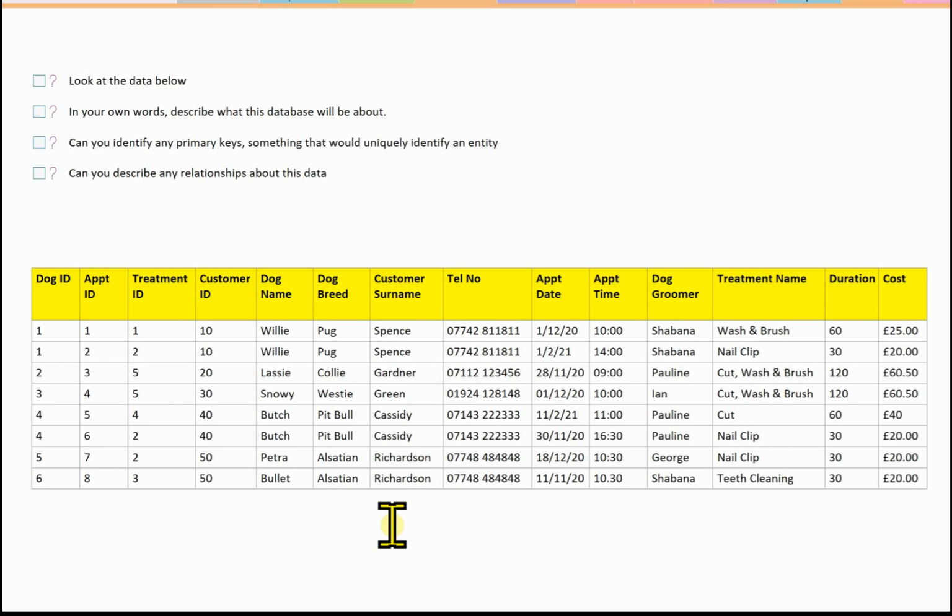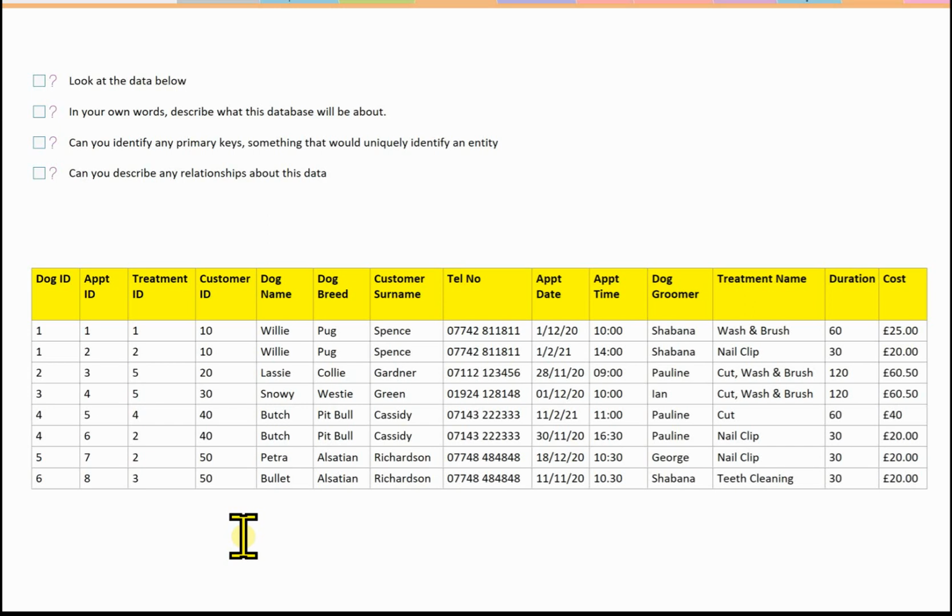Now, if we just have a look and think about relationships, so let's start off. Can a customer own more than one dog? And if we look at customer 50, customer 50 owns Petra and Bullet. So that tells us a customer can own more than one dog. Let's look at that the other way around. Can a dog be owned by more than one customer? And the answer is no. Each dog is owned by one customer.